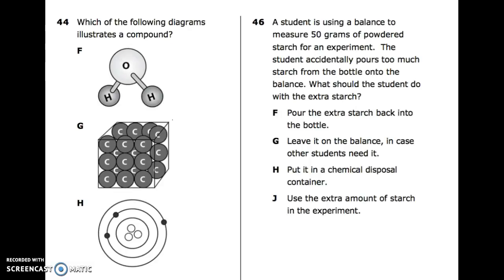46. A student is using a balance to measure 50 grams of powdered starch for an experiment. The student accidentally pours too much starch from the bottle onto the balance. What should the student do with the extra starch? F. Pour the extra starch back into the bottle. G. Leave it on the balance in case other students need it. H. Put it in a chemical disposal container. J. Use the extra amount of starch in the experiment.